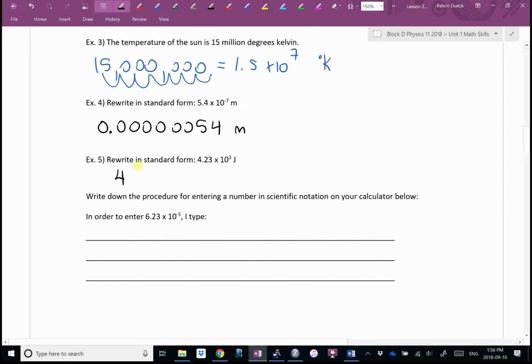Does that mean this? Don't write this down. 1, 2, 3 zeros? No, that's the most common mistake. Instead, I write down the 4. 10 to the what? 1, 2. I guess I need 1 0. There's my 3. And yes, joules.